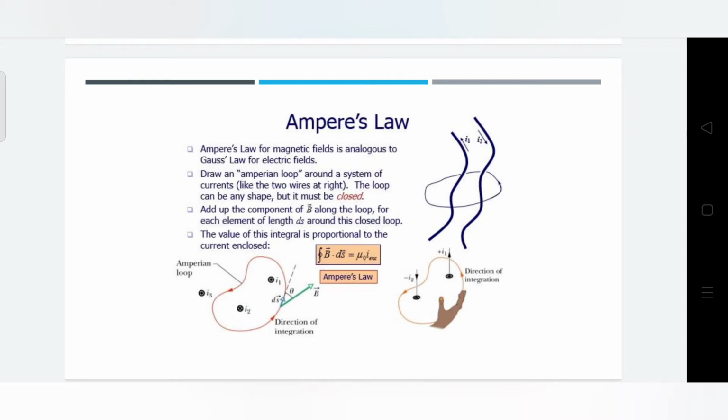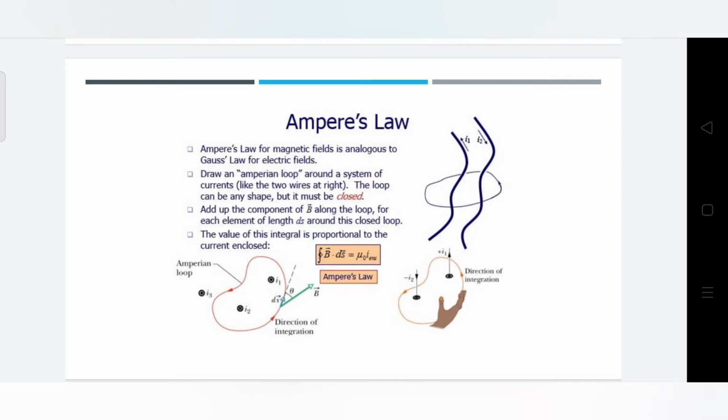Here, Ampere's law states that the line integral of the magnetic field intensity H around a closed path L is equal to the total current enclosed by the path. In other words, the circulation of H equals I. Integral H dot dl is equal to I.